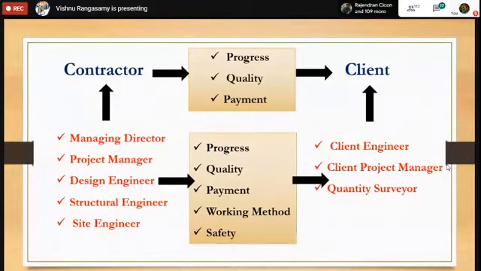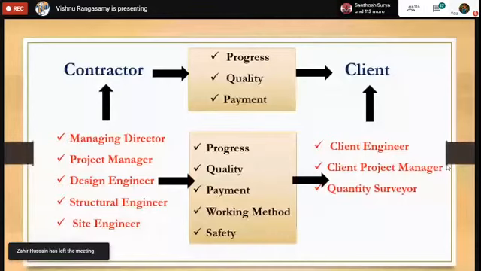Like contractor B, we will be having a group of a managing director, project manager, and design engineer. We will be discussing what is going on in the project: the progress, the quality, and the payment between the contractor and the client, and between the contractor and the suppliers of materials. Next, what are the working methods that we are ensuring inside the site? The safety of the labors we will also be discussing in this IoT.